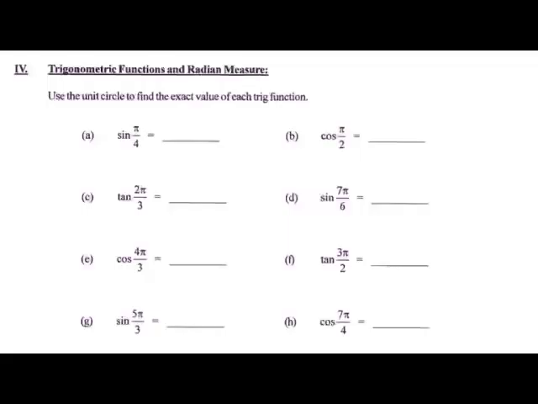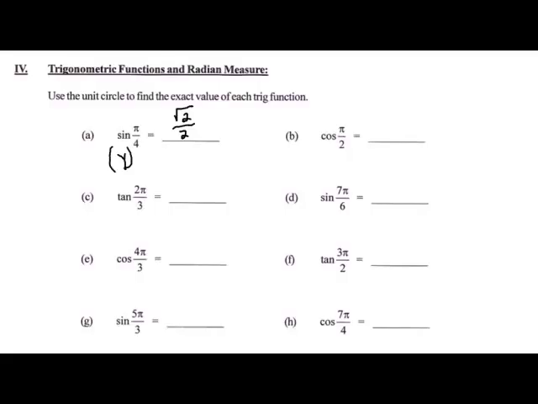Remember, when we're looking at sine, sine is the same as our y value. So if we look at pi over 4, our y value there is the square root of 2 over 2. So the answer to the sine of pi over 4 is square root of 2 over 2. And again, that's the y value.